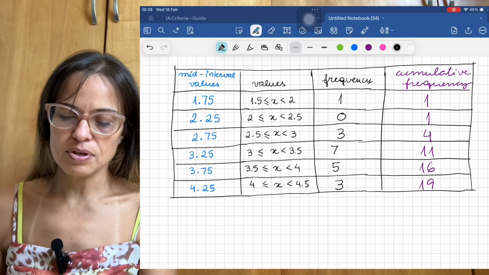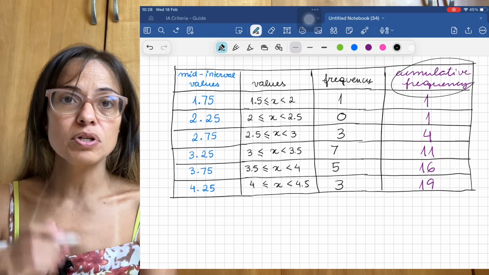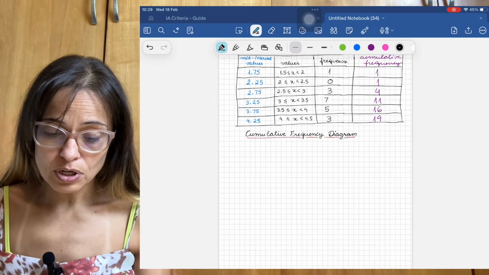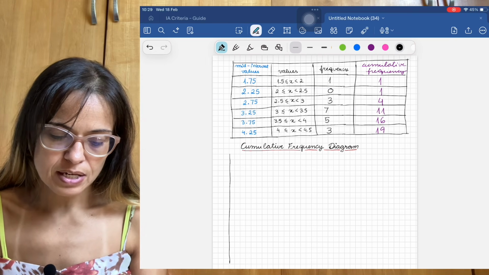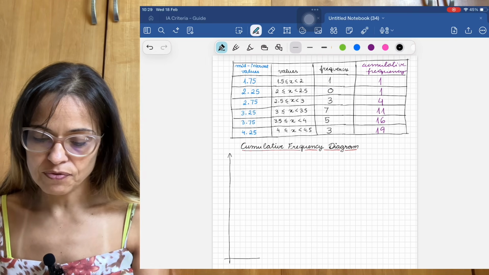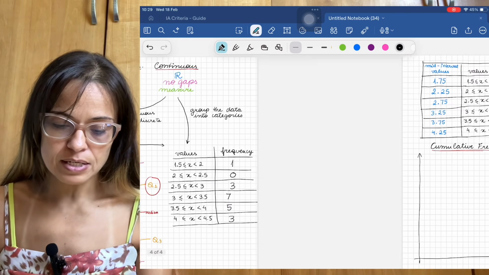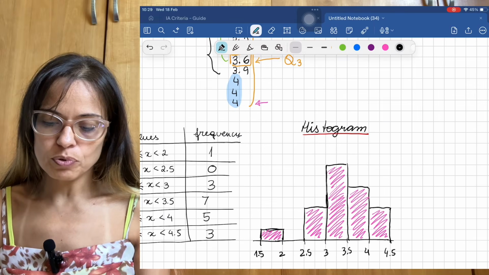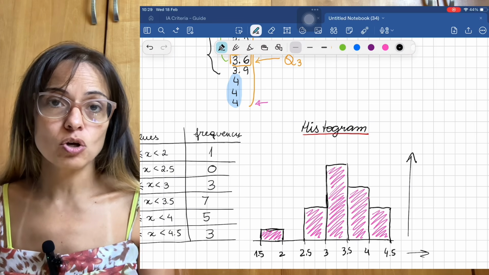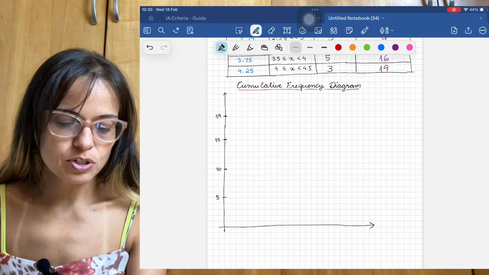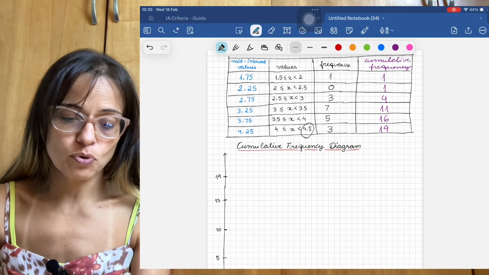But let me show you, I think, the last type of graph that I have to show you, which is going to be the cumulative frequency graph. Like all of the others, it's going to have values on the horizontal axis and frequencies on the vertical axis. It is the first one that explicitly draws a vertical axis, but the other ones were already putting frequency on the vertical and values on the horizontal. So that's not going to change. So I've made my vertical axis going up to 19 because that's how many I have. And on the horizontal, I want to go up to 4.5.